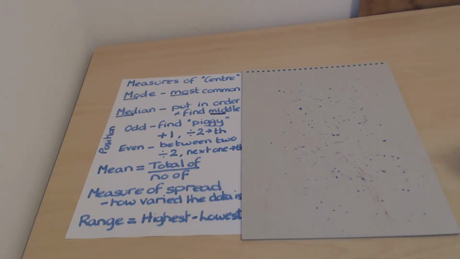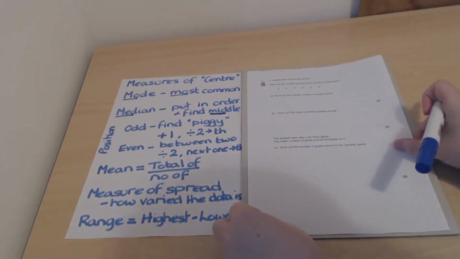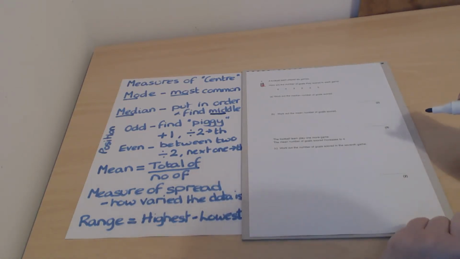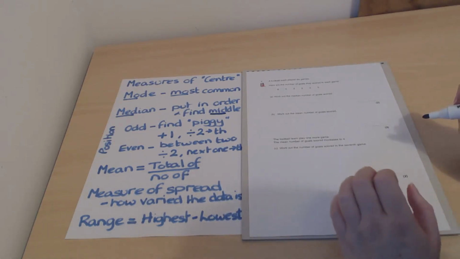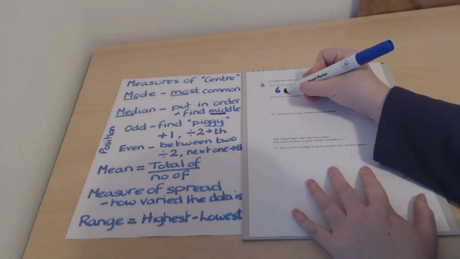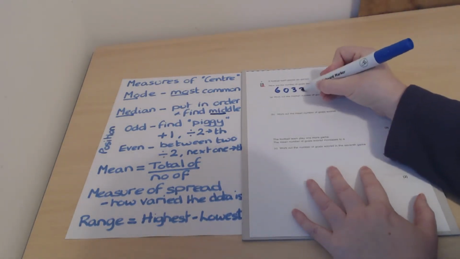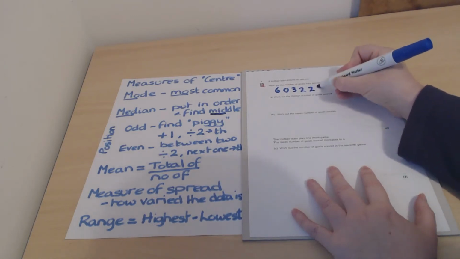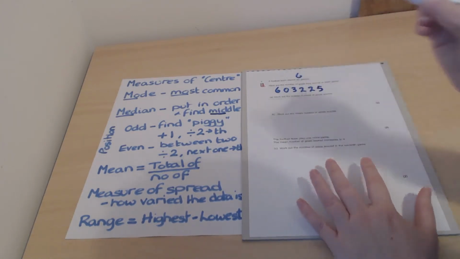Okay, one last example which has got a slight twist at the end to show you. So this is a football team. They've played 6 games, and this is the number of goals they scored. So we've got 6, 0, 3, 2, 2, and 5. So we've got 6 games altogether.